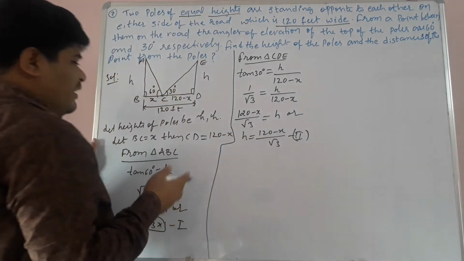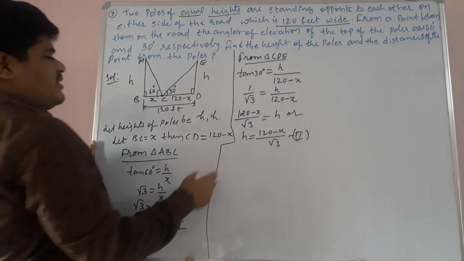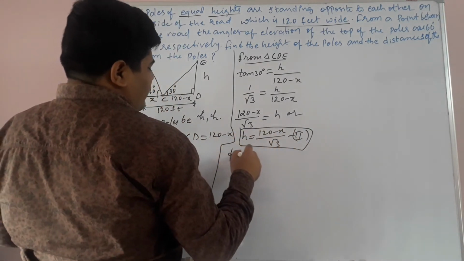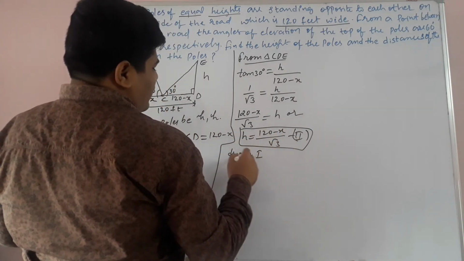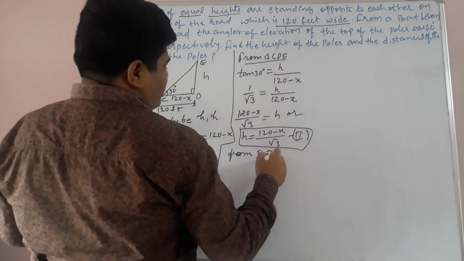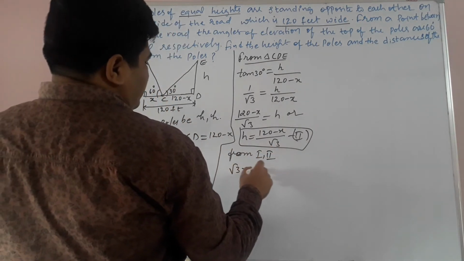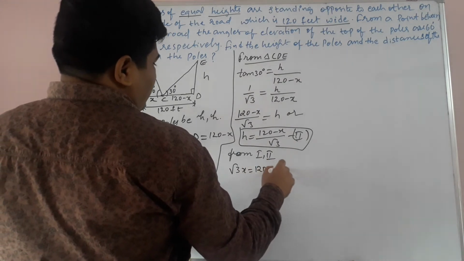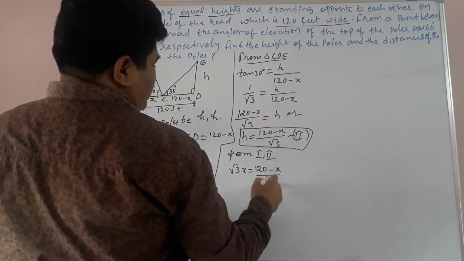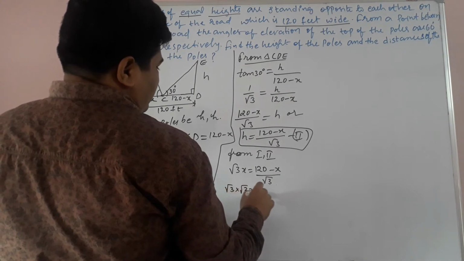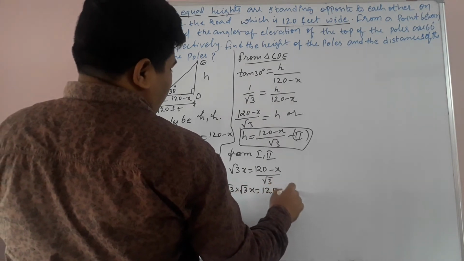Now children, both the equations are equal to what? h, right? So from 1 and 2 we can equate the RHS values. From 1 and 2, what can we write? Root 3x is equal to 120 minus x by root 3. So root 3 into root 3x is equal to 120 minus x.